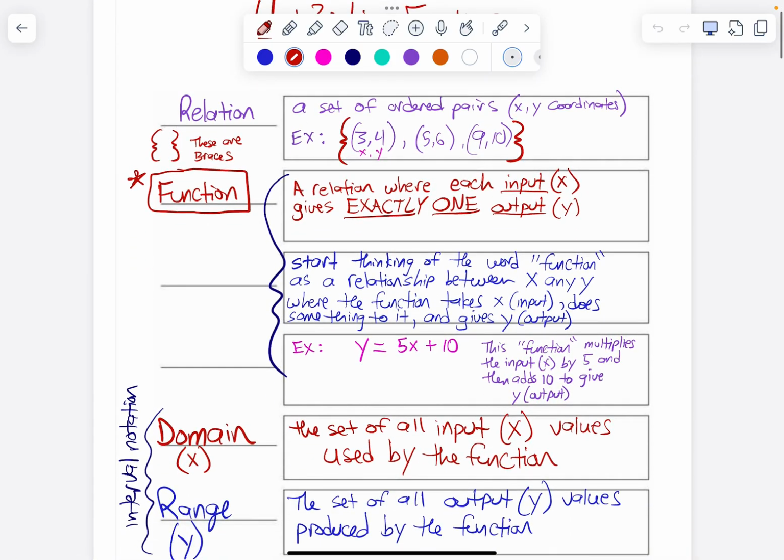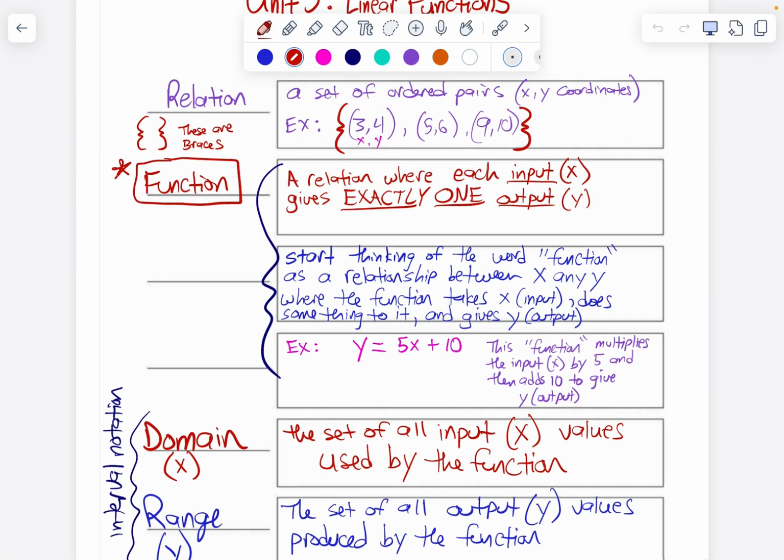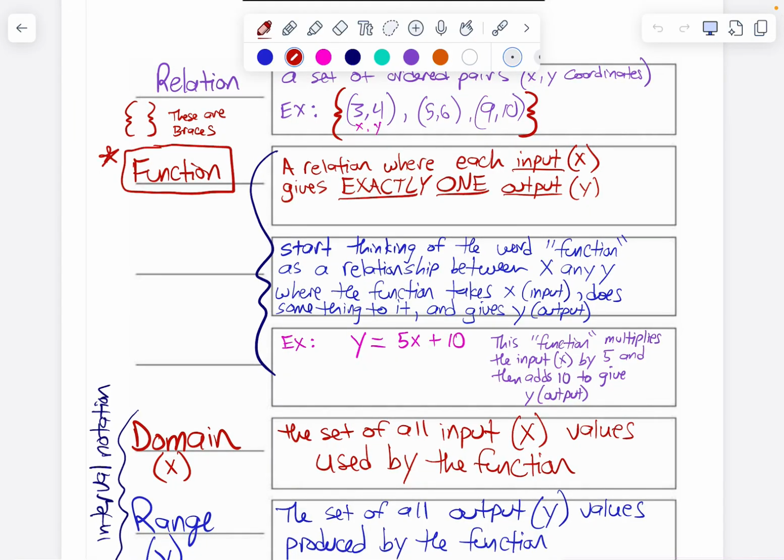So remember, a relation is kind of what this is based on. It's just a set of ordered pairs. Like if we have an x, then we have a y value associated with it. That's just a relation. So kind of very broad. And then a function specifically says each input, so each x, produces only one y value. So one input gives one y or one output.